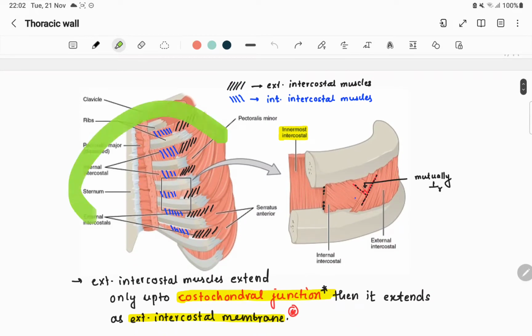Let's see the arrangement of external and internal intercostal muscles. This arrangement is given well in your BDC, and if you just look at the fibers, how they're running: this is your upper rib, this is your lower rib. The innermost intercostal is present posteriorly like this, covering the posterior part. You can appreciate it in this 3D diagram. The external intercostal muscles are coming from back to the front, and the internal intercostal are coming from the front and going to the back. Just note that the external and internal intercostal muscles are mutually perpendicular to each other.